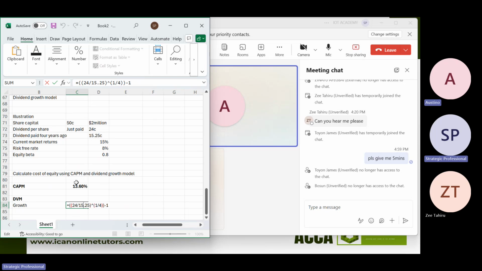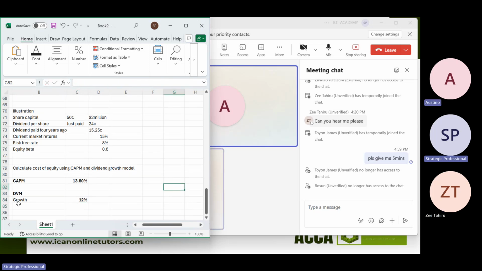What happened? Talk to me. Any issue? You are trying to calculate the growth. Yes, we're trying to calculate the growth. So is that clear? Yes. All right. So that's to calculate growth. So now let's move on.